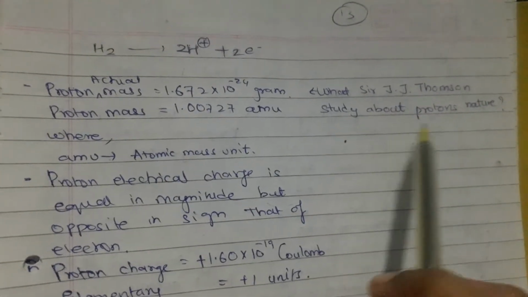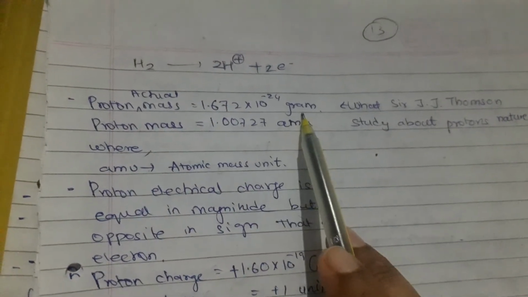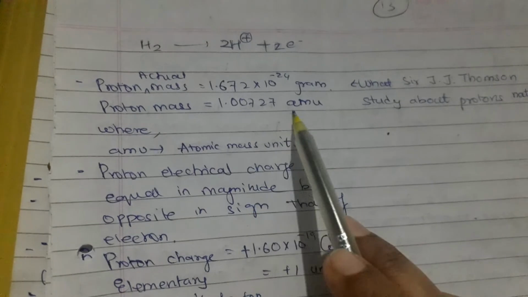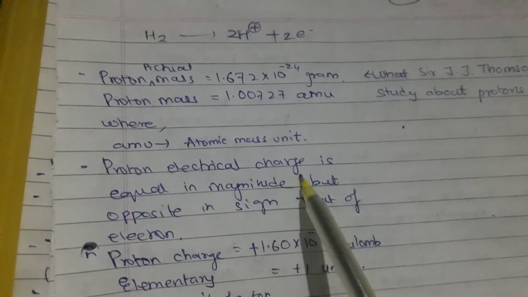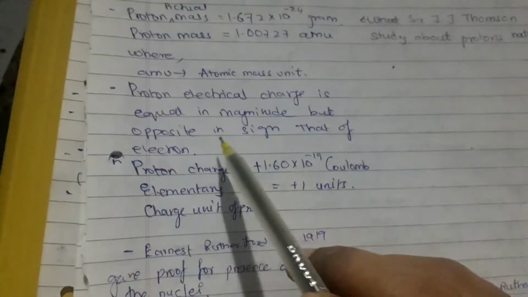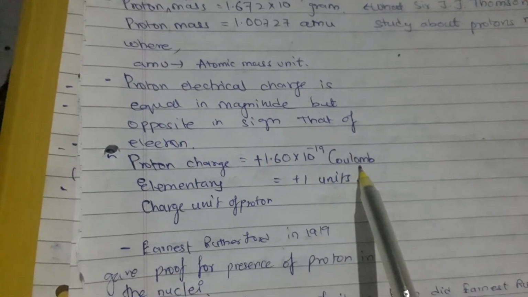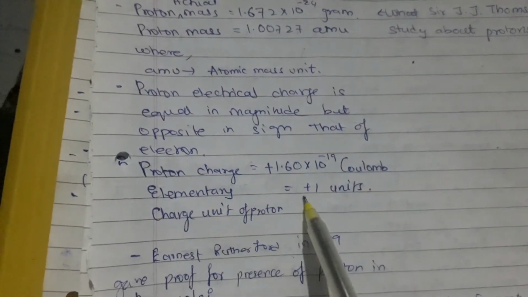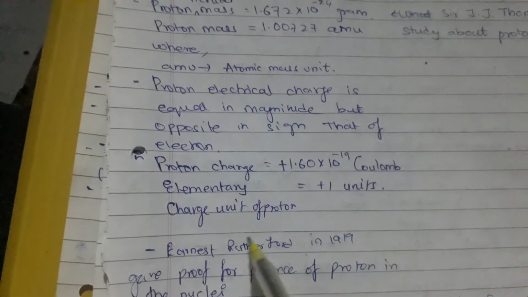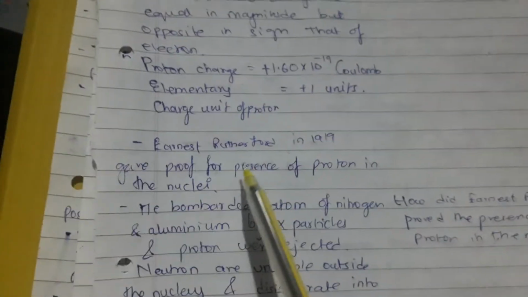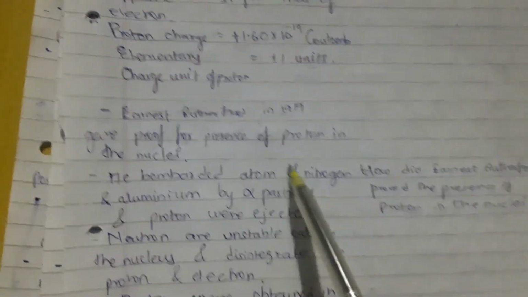What do studies suggest about the nature of proton? The proton's actual mass is 1.67 times 10⁻²⁴ gram. Proton mass is 1.00727 AMU, where AMU is atomic mass unit. The proton's electrical charge is equal in magnitude but opposite in sign to that of the electron. Proton charge is 1.60 times 10⁻¹⁹ coulomb, an elementary plus 1 charge unit. Ernest Rutherford in 1919 gave proof of the presence of proton in the nucleus.